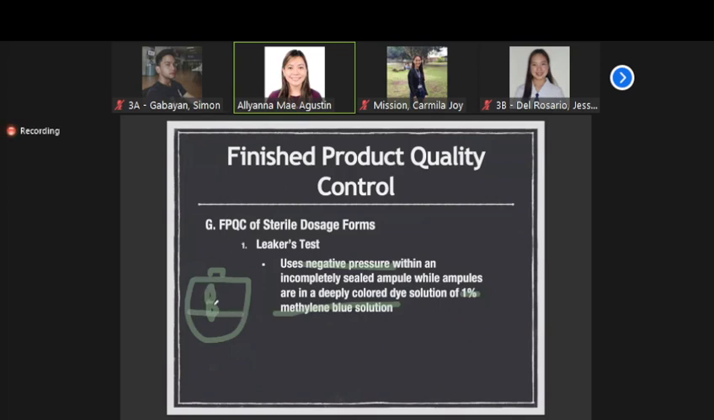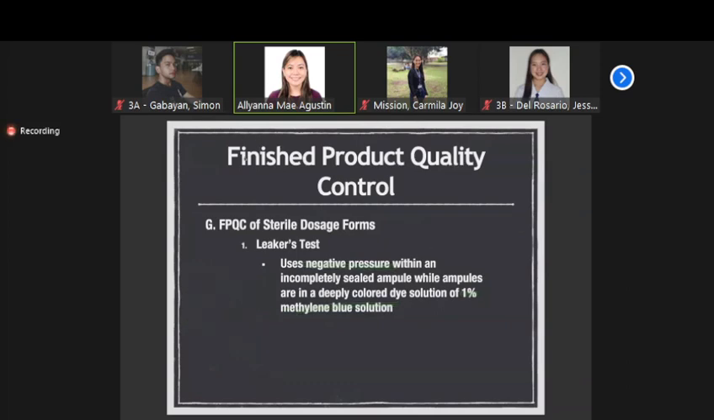Afterwards, titingnan mo si ampule kung naging blue ba siya. So, pag naging blue siya, then meaning meron siyang leak. Pero pag hindi, we have a stable or pasa na ampule. No? Walang leaking.